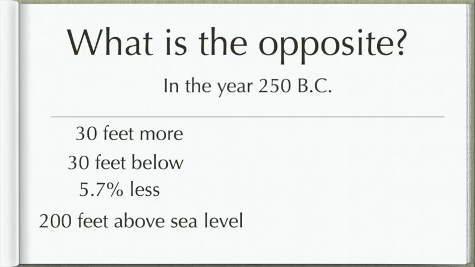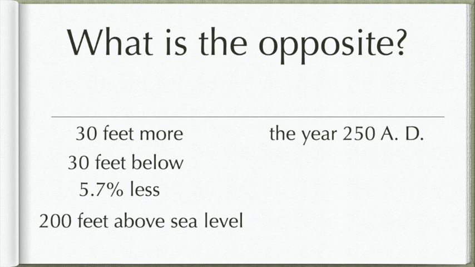What's the opposite of in the year 250 BC? In the year 250 AD. Negative 0.3 or negative 3/10. The opposite is positive 3/10. Opposite of positive 16 is negative 16.